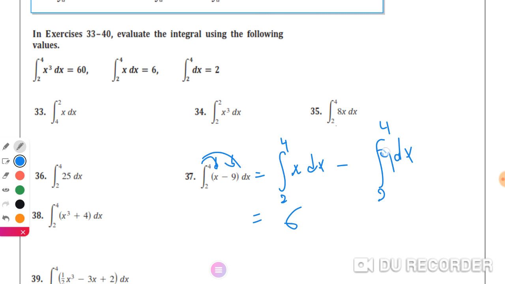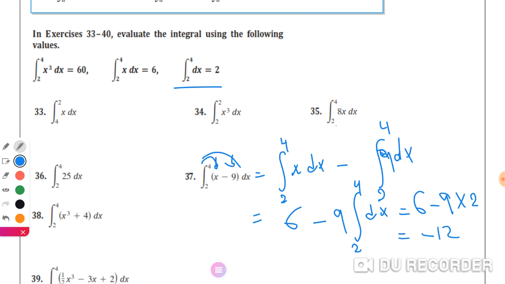Here I can take 9 outside: minus 9 multiplied by the definite integral from 2 to 4 of dx with respect to x. This one is given. It will be 6 minus 9 multiplied by 2. It will be negative 12.